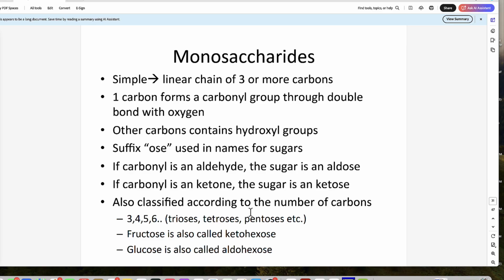However, you can look at the name and it's going to help you understand how it's classified according to the number of carbons: 3, 4, 5, 6 carbons. Triose, tetrose, pentose. Fructose is also called ketohexose. Glucose is also called aldohexose. So think about sometimes when you're reading certain ingredients of molecules from a medical perspective, you may not see glucose, but you may see aldohexose or dextrose.